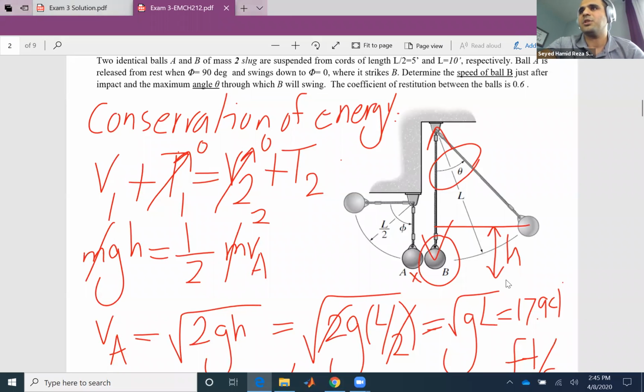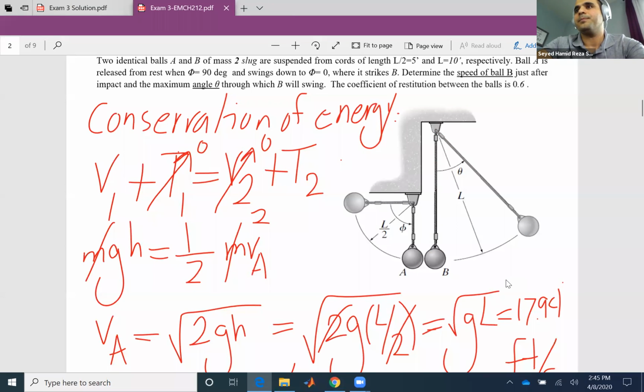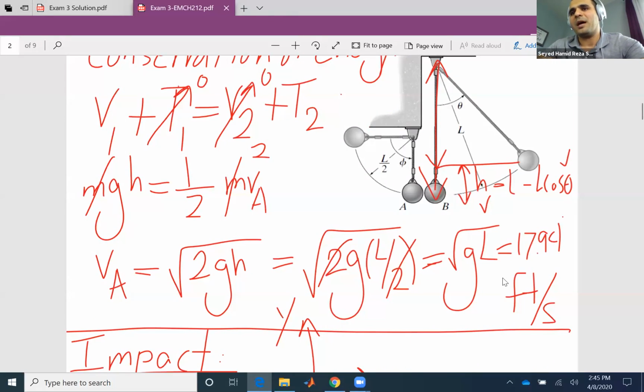Let me clean up the image a little bit so we can see better what's going on here. So this is L. This distance would be L cosine theta. The difference between the two would be H. So H is actually L minus L cosine theta. So if we find H, we can find cosine theta. Theta is the unknown the problem is asking for.